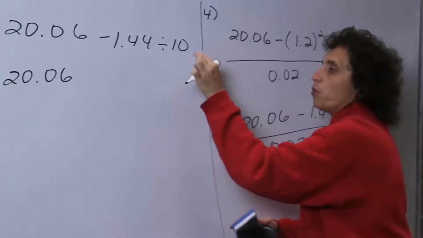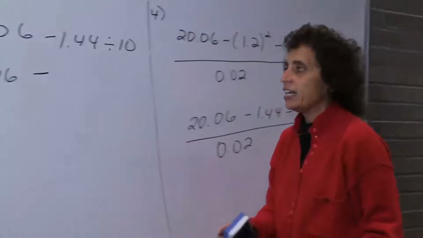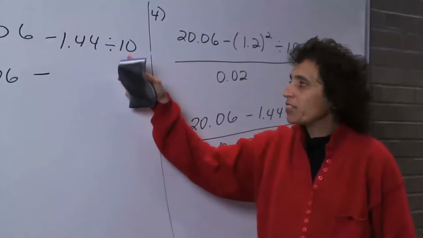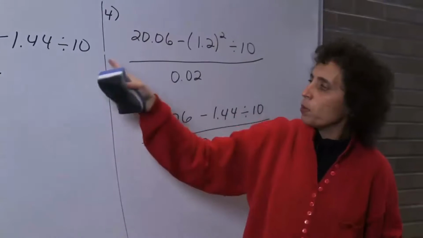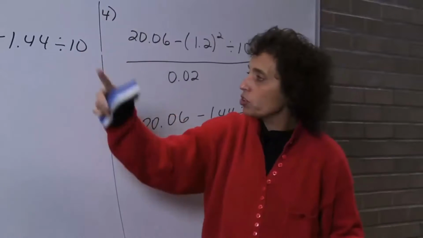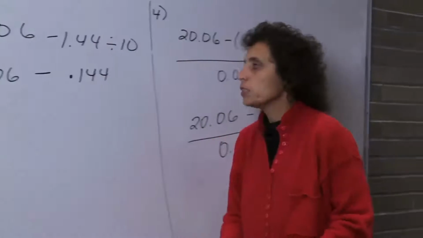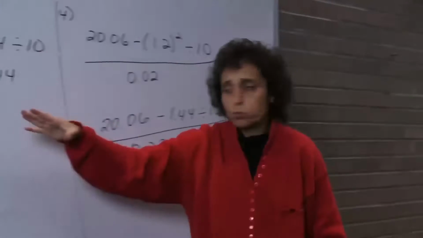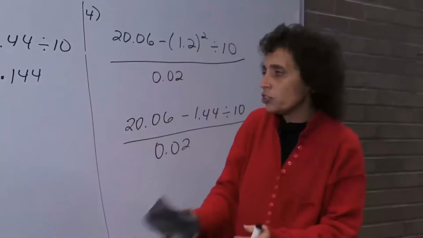Negative 1.44 divided by 10. A negative divided by a positive is a negative. Be sign conscious. If I divide by a power of 10 bigger than 1, I move the decimal to the left as many places as there are zeros. So there's 1 zero, so I move it once. So it's 0.144. All right. Now I'm just pure subtracting. This number is way bigger than this number. My answer is positive. I just subtract.